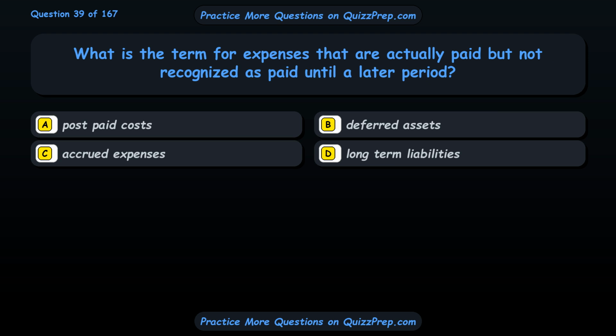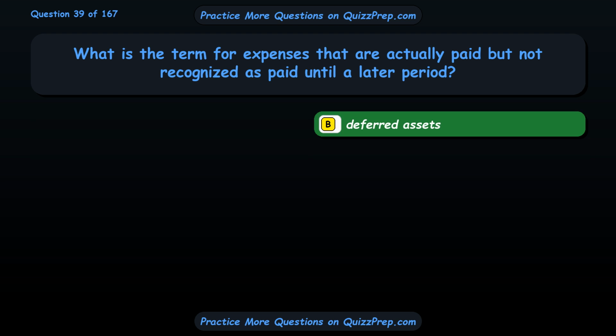Question 39. What is the term for expenses that are actually paid but not recognized as paid until a later period? Option A, post-paid costs. Option B, deferred assets. Option C, accrued expenses. Option D, long-term liabilities. The correct answer is option B, deferred assets.